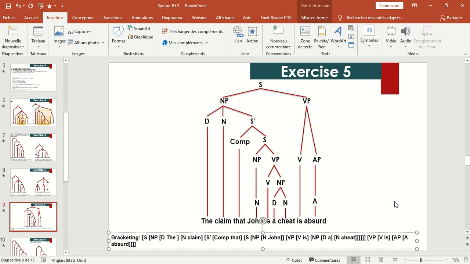And that's all for exercise 5. Try to do as many trees as possible and as many brackets as possible to be better at drawing trees.